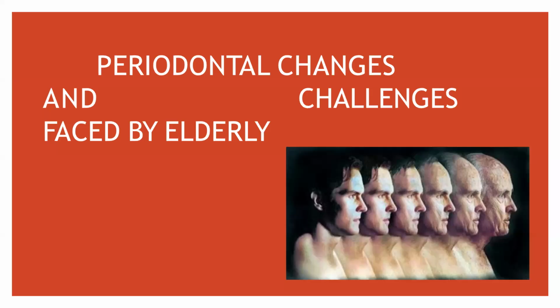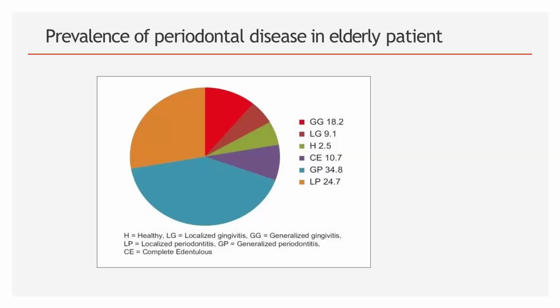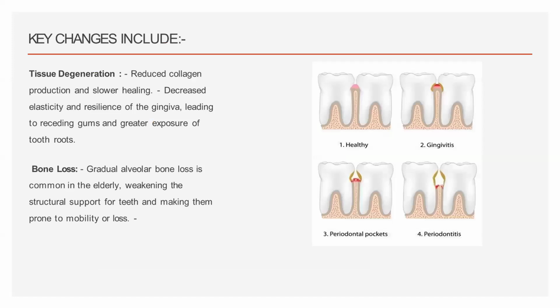Hello everyone. My today's topic of presentation is periodontal changes and challenges faced by the elderly population. In this pie diagram, we can see the prevalence of various periodontal diseases in elderly patients. The most common disease seen in elderly patients is generalized periodontitis, which represents 34.8% of the conditions. And the least common is periodontal health, which represents only 2.5% of the conditions.